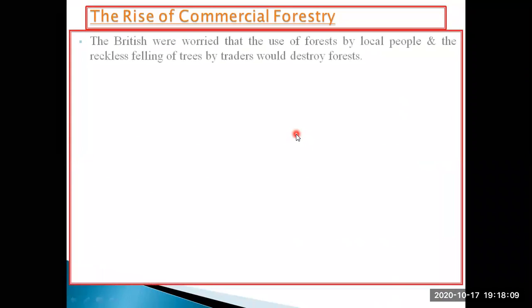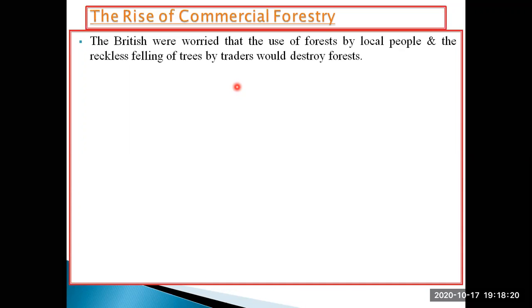The rise of commercial forestry means they are going to use forest now for a commercial purpose. The British were worried. Now they were worried also about the Indian forest. That is quite amazing. And they should be worried also. There are a few reasons.